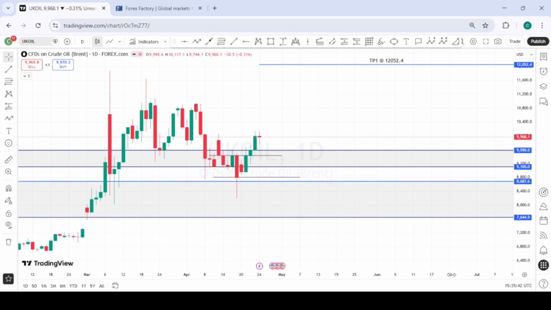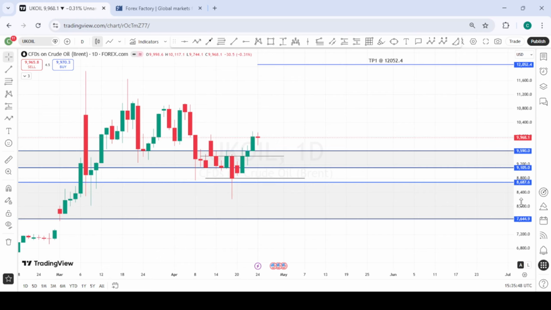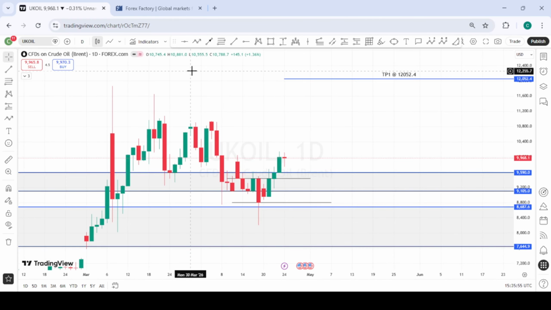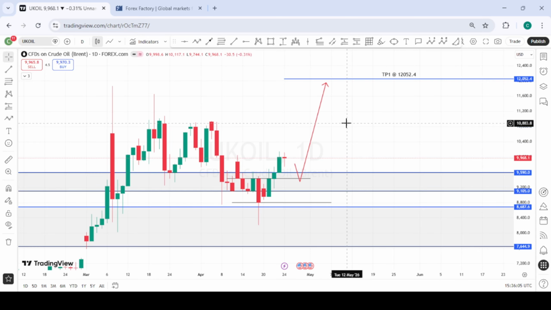This is Brent crude oil. So for Brent crude oil, we took some losses on Brent crude oil from the previous positions we're holding from the previous week, and now it's giving us clear bullish moves. So going into next week, we are looking for a possible pullback into this area of interest. We look for buying opportunities here, and we take our buys to the upside.